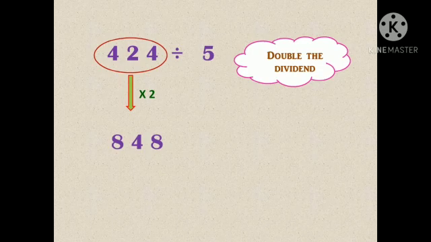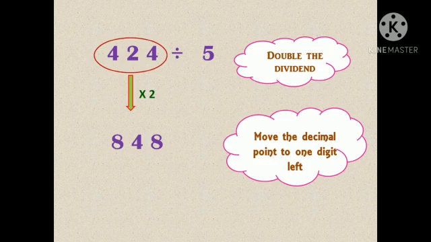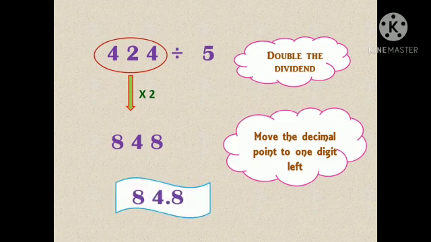Second, we are supposed to move the decimal point one digit left. In this problem, the decimal point is at the end. Since it's not a decimal number, the decimal point is after 8. So if we move one digit left, we will get the decimal point between 4 and 8. So we will get 84.8. This is the answer for 424 divided by 5.